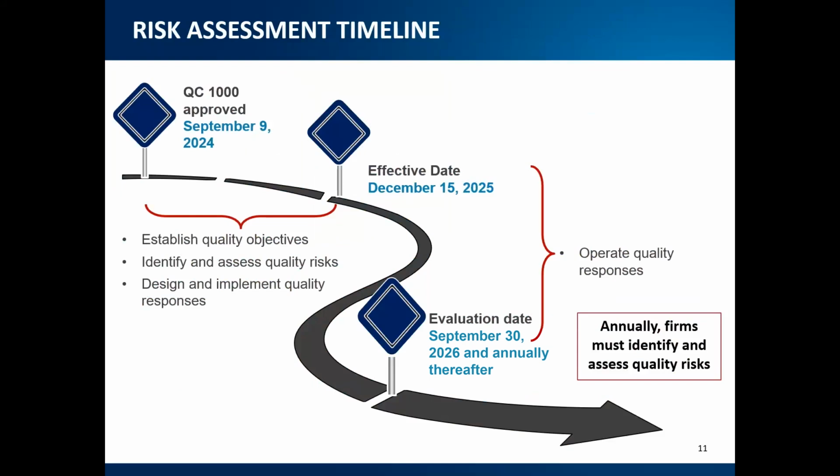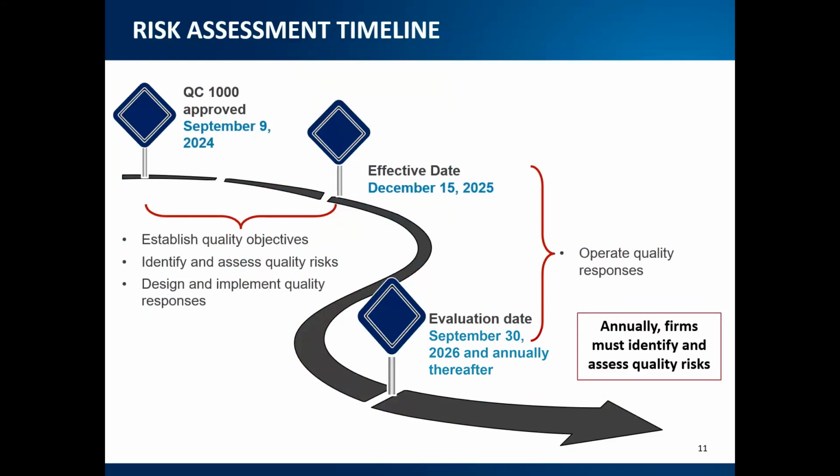As it relates to the firm's risk assessment process, by December 15, 2025, firms need to have established quality objectives, identified and assessed their firm-specific quality risks, and designed and implemented quality responses to address those quality risks, including designing and implementing specified quality responses. And then from December 15, 2025 onwards, the firm will need to operate those quality responses.